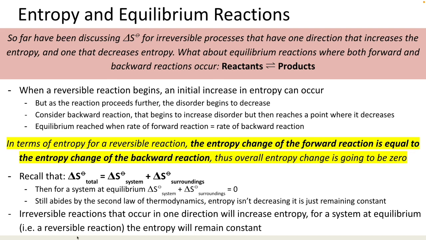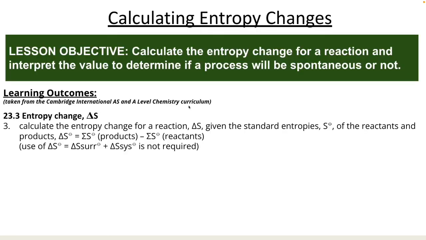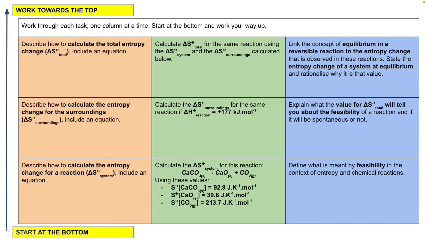So to summarize it all, irreversible reactions that occur in one direction increase entropy. For a system at equilibrium, i.e. our reversible reaction, the entropy will remain constant, which is the important factor. And that concludes this lesson. What have we done? We've calculated the entropy change for a reaction, delta S, given the standard entropies of the reactants and the products. And then we took that a step further and looked at how the entropy of the surroundings and the system is interrelated.